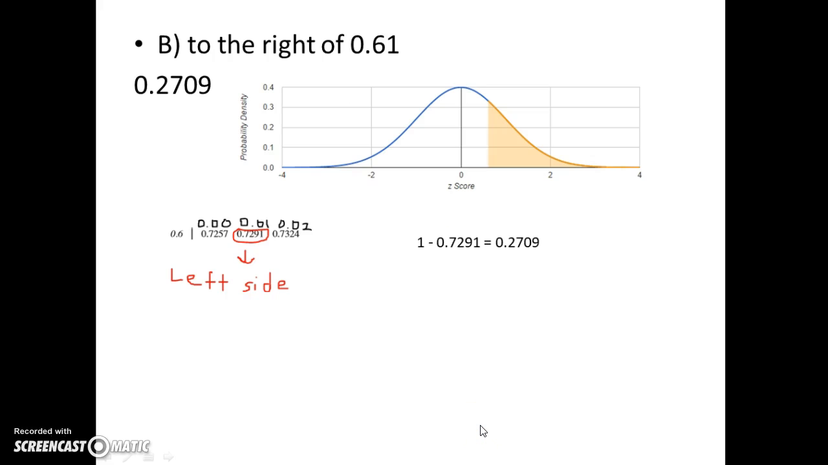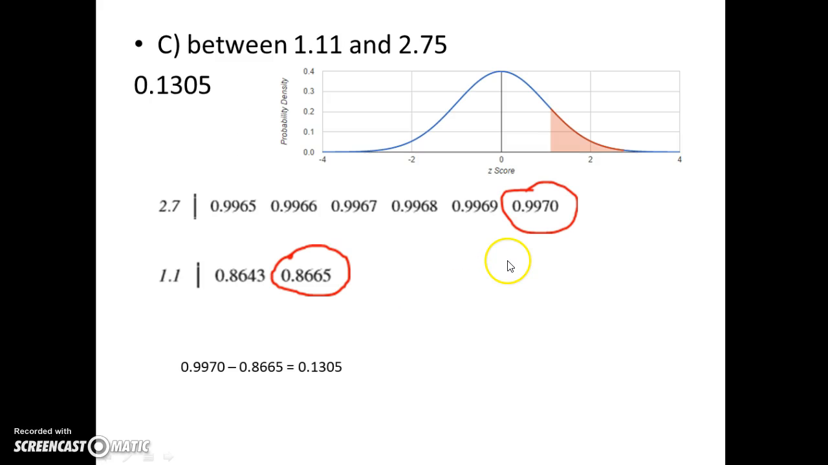To the right of 0.61. To find that, we basically find the area which is to the left of 0.61, and it's going to be this one, and we know that the whole thing is always going to be 1. We subtract this from 1 and we get the area.